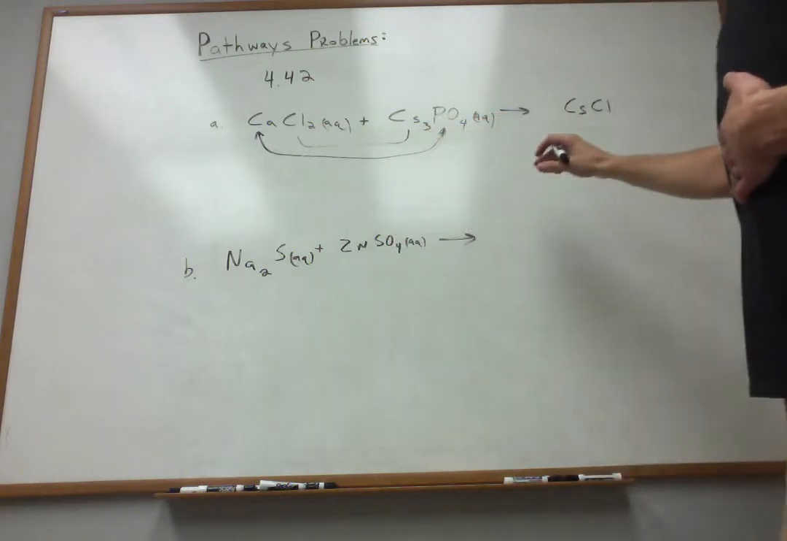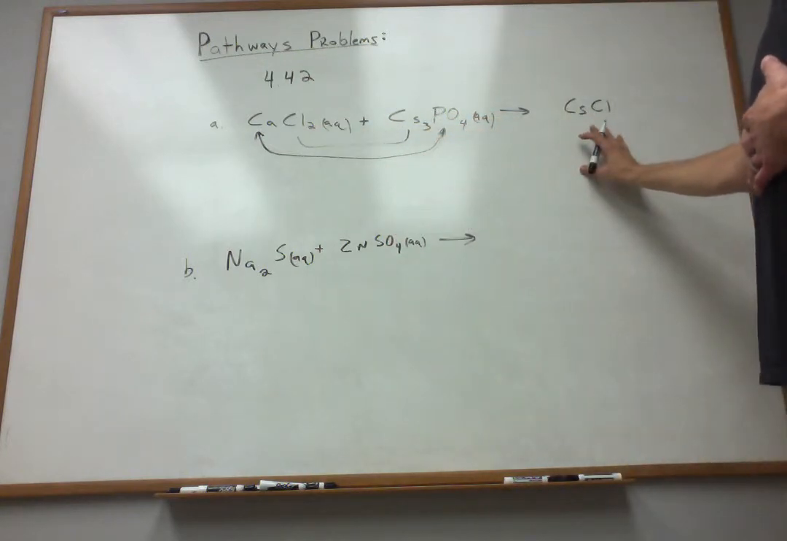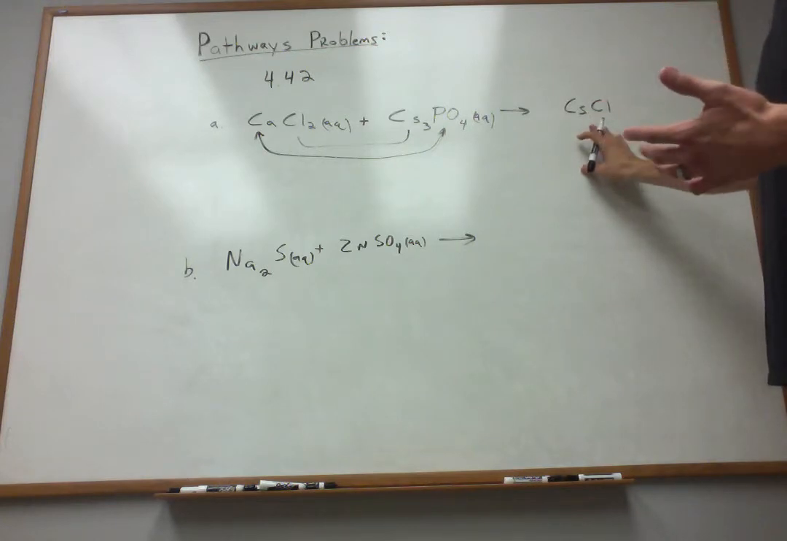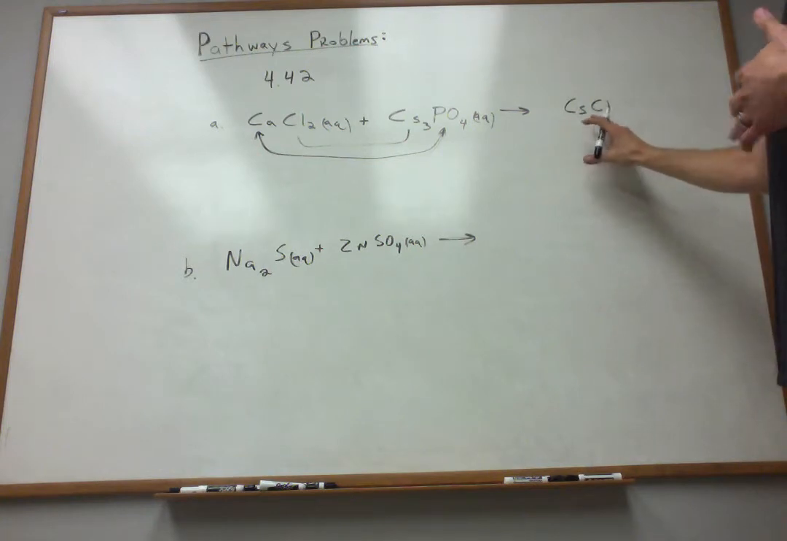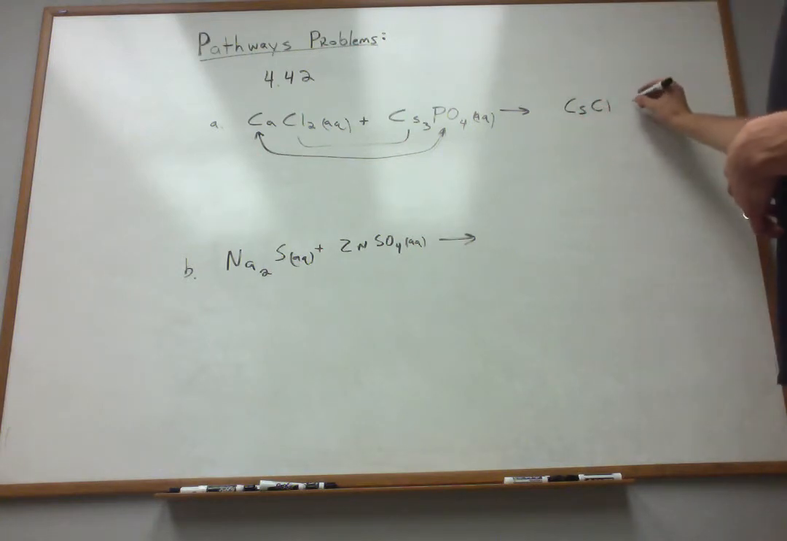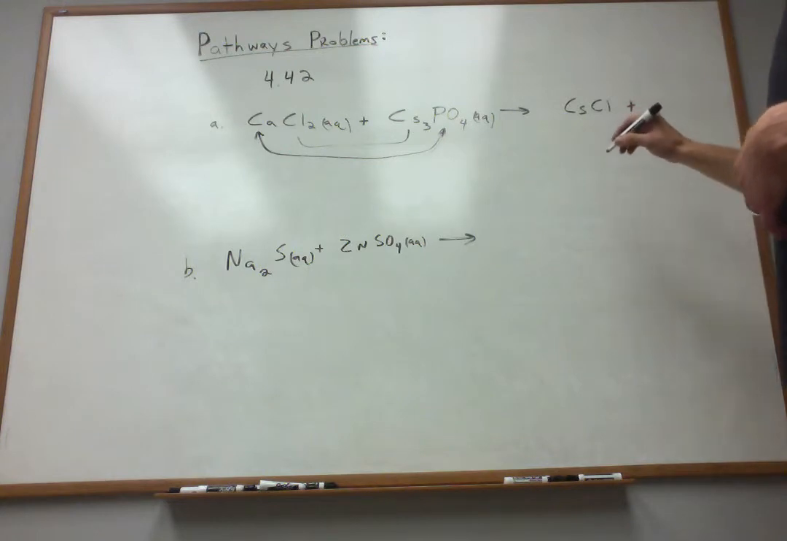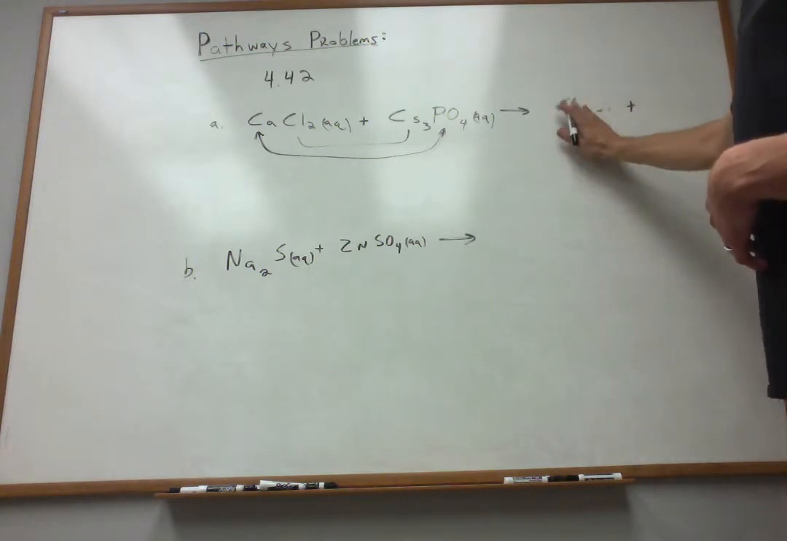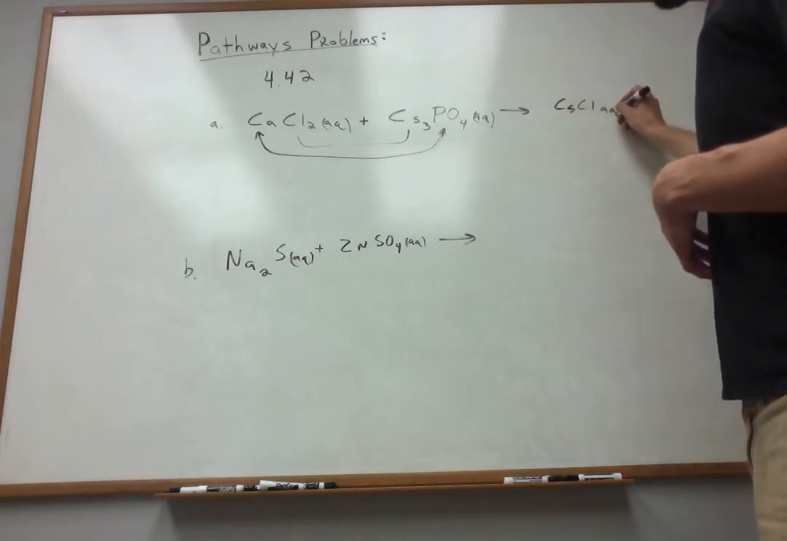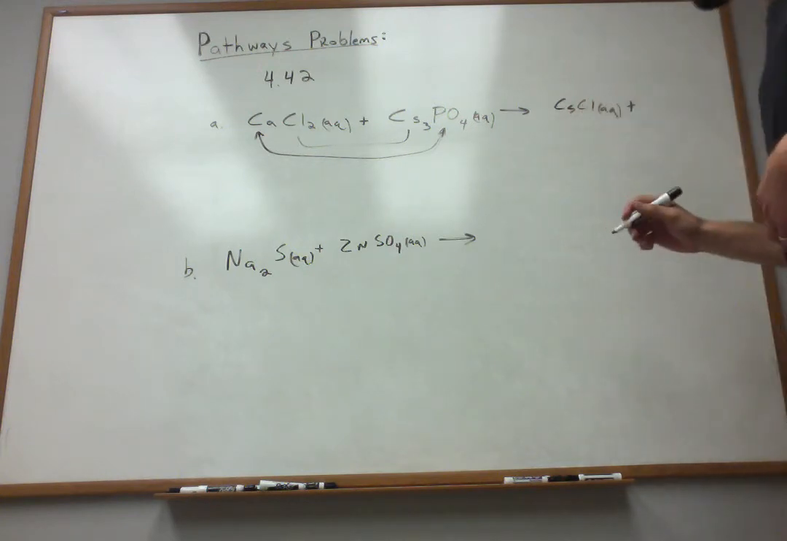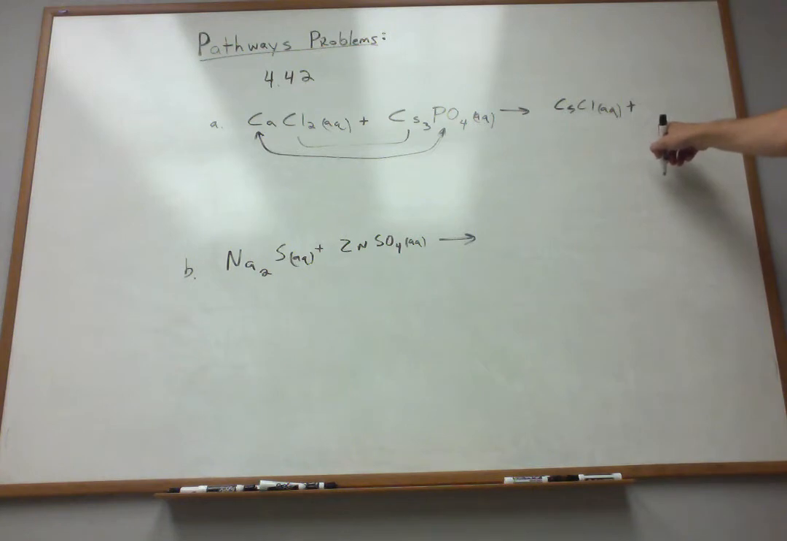Now, think about writing the formula for this first. Is that the correct formula? I would offer that it is, because I've got a cesium +1 ion and chloride -1. Charges are balanced, we're good. Now that would be aqueous, okay? CsCl, aq.